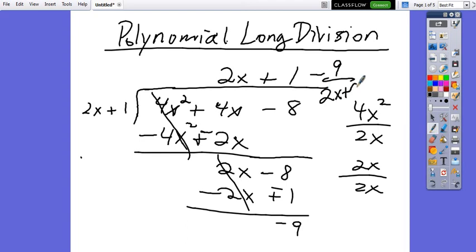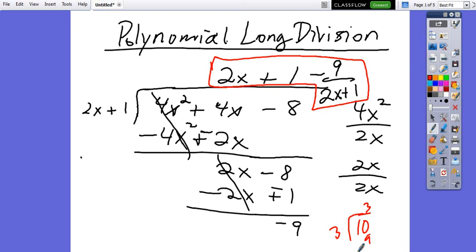So my final answer is 2x plus 1 minus 9 over 2x plus 1. And the reason you put it over 2x plus 1 is the same reason we did it when we did division when you were in elementary school. If I had 10 divided by 3, and then I ended up with a remainder 1, it's not just 3 and 1, 3 remainder 1, it's 3 and 1/3. So the 3 plus the 1/3 gives me my final answer. Same thing here. Whatever I end up with on top, plus or minus, whatever the result was over the divisor. Okay, so that's long division.